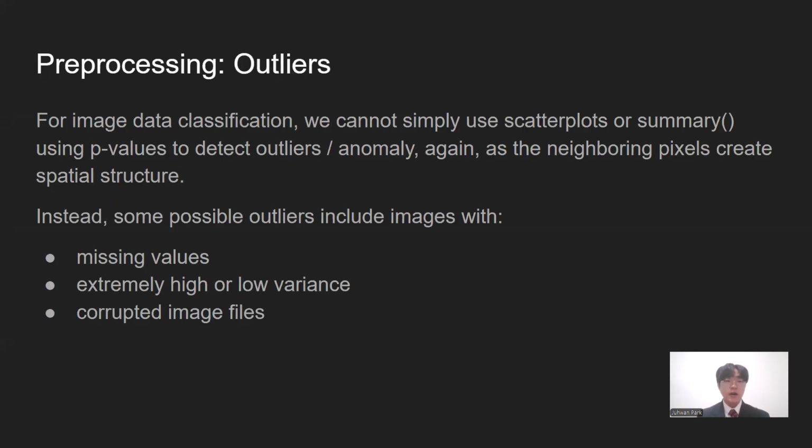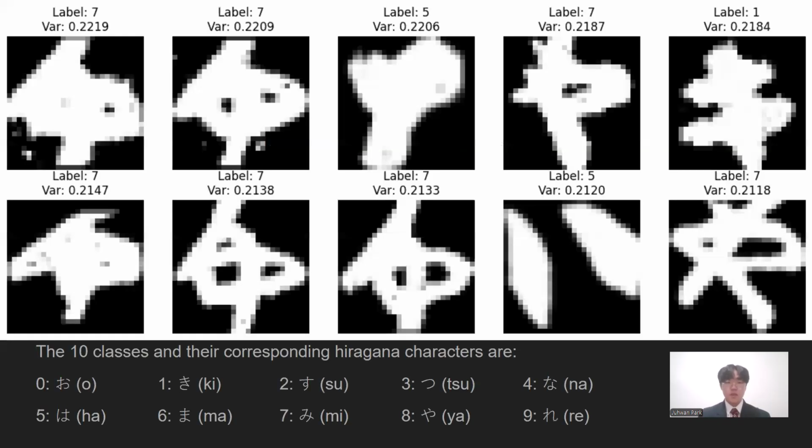Next, I looked at outliers. Similarly, we can't use scatter plots or the summary function that we did in R to use p-values to detect outliers or anomalies because the neighboring pixels create spatial structure. Instead, I took a look at some of the images that could be outliers, such as images with missing values, images with high or low variance, and images with corrupted image files.